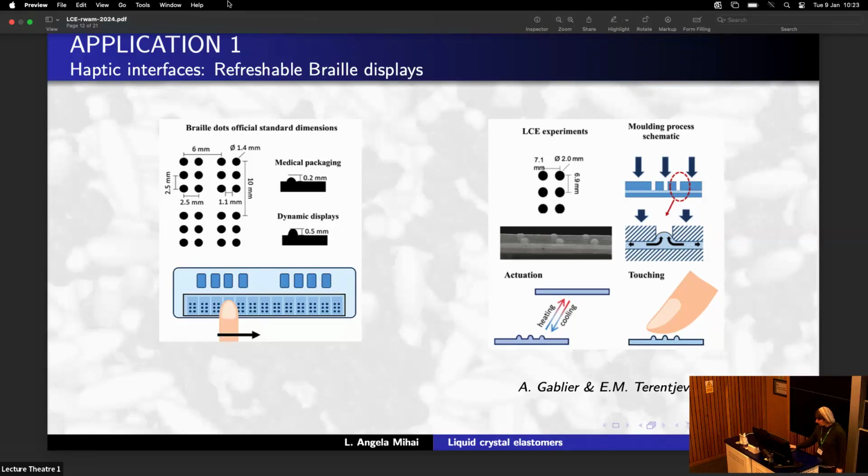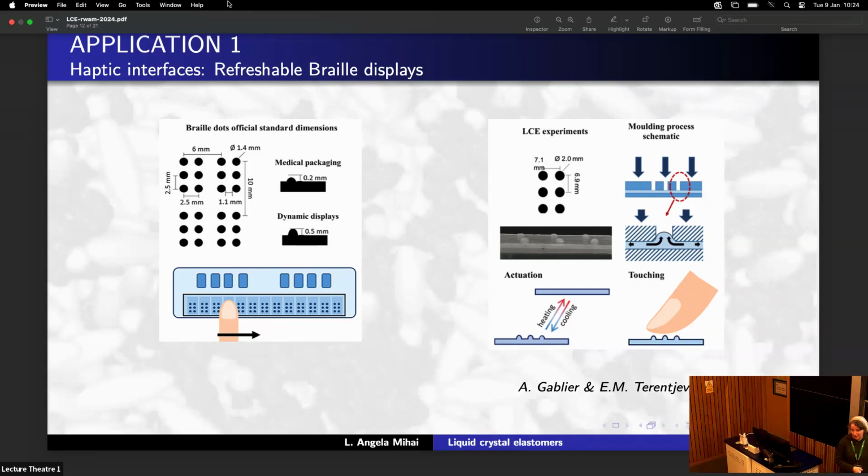But refreshable braille displays also lend themselves to computers or digital devices on which people can read the information, and these are actually very expensive to produce. There are some commercial products, but they're very expensive, not very easy to find and not very easy to use. So there is a need for improving in that direction.